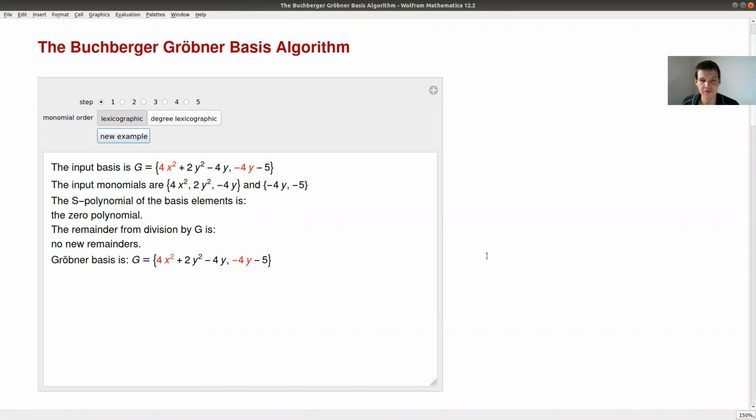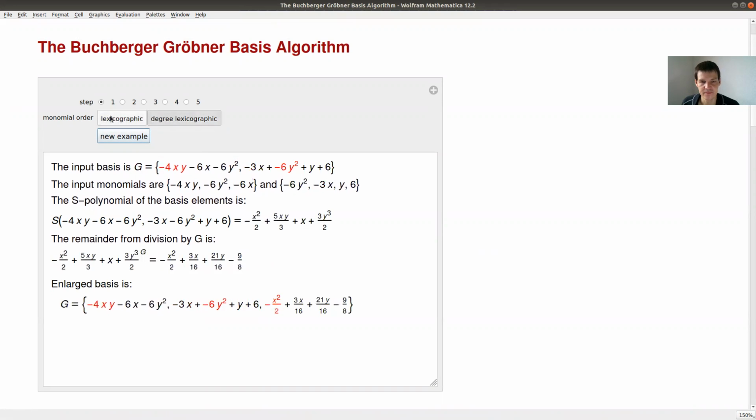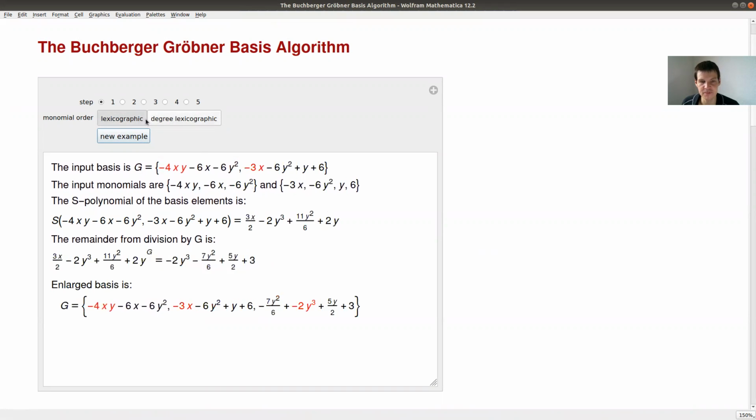So here's the algorithm, and as you can see, you can play around with the order. In this example, it doesn't change anything, but we can have a new example. Oh, this is a big example. And as you can see, the output depends on my chosen ordering. And this is a very nice example. So let's just do it. With a new example, I basically get a new random set. So you start with certain polynomials in x and y. So you have only two of them.